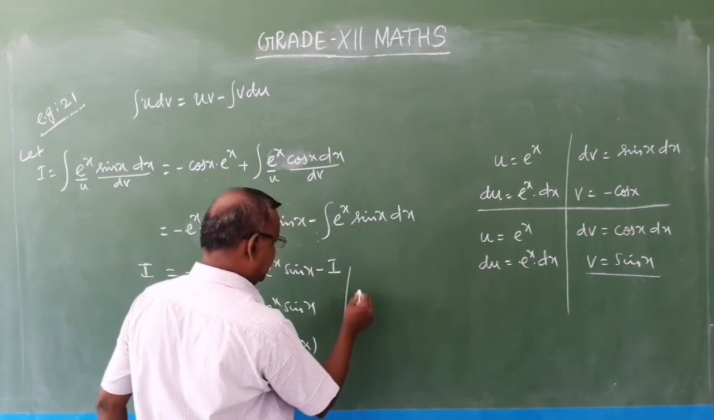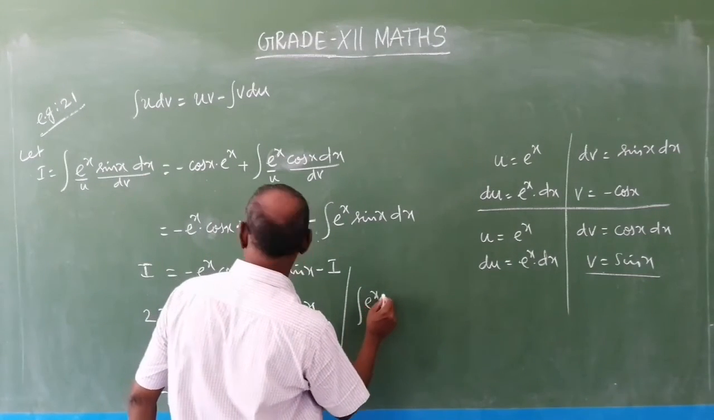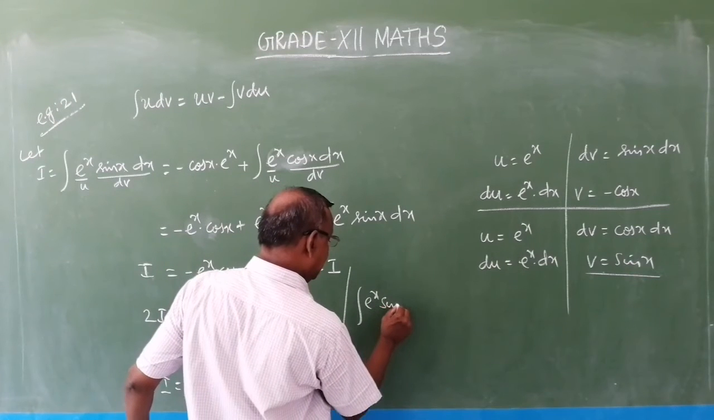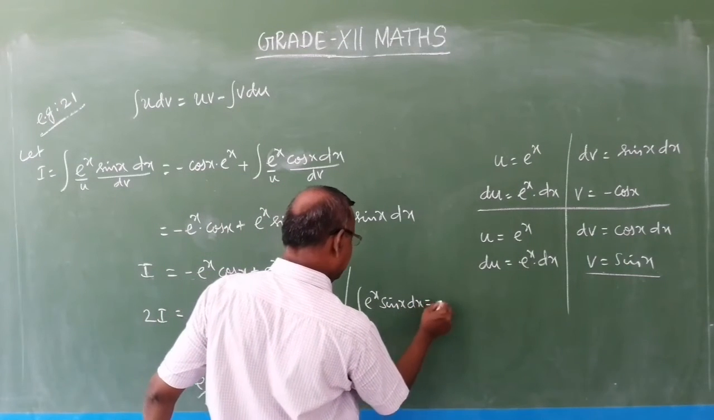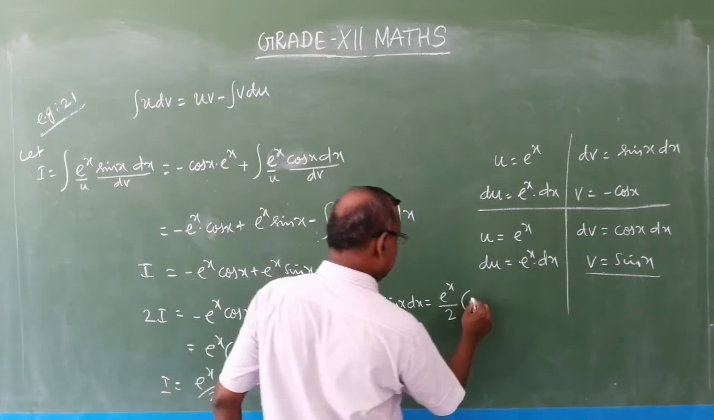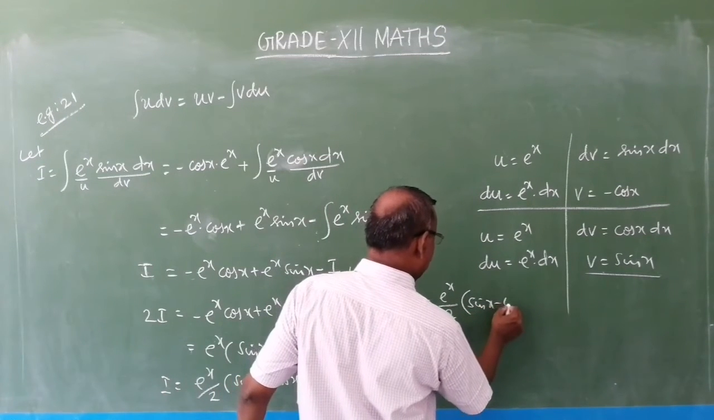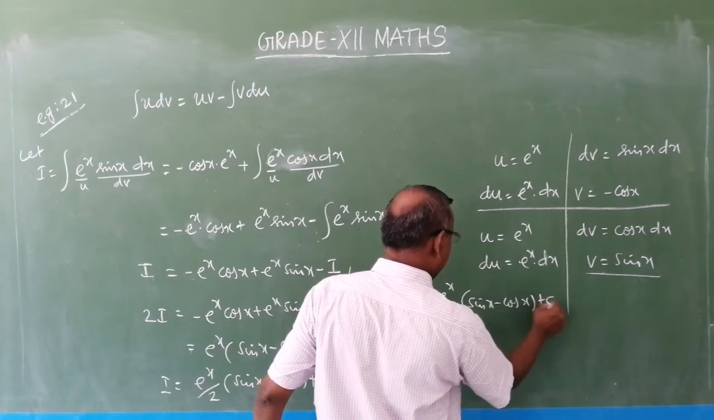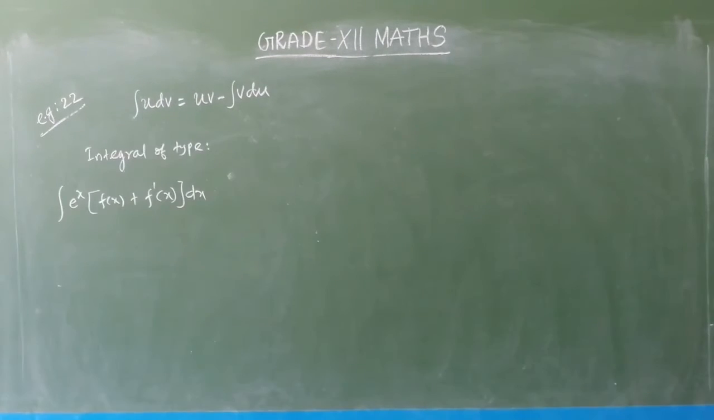So, integral e^x sin x dx equals e^x by 2 into (sin x minus cos x) plus c. So, this is the answer.